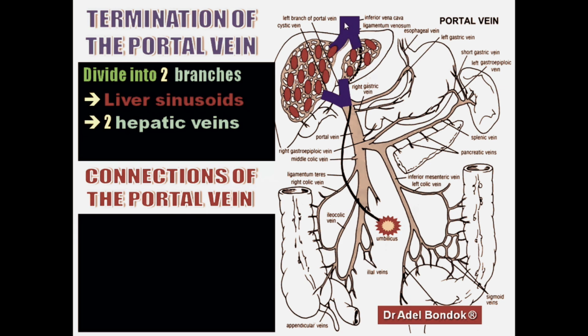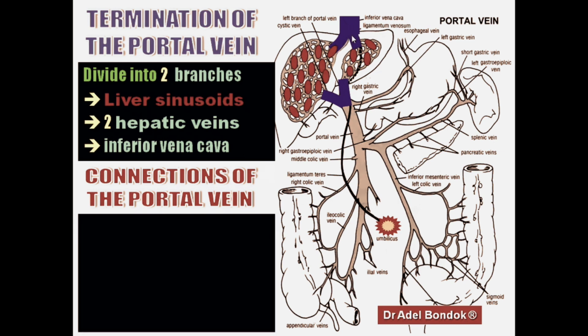So actually, the liver sinusoids are the landmark between portal circulation and the systemic circulation. So again, the two hepatic veins terminate in the inferior vena cava. The portal vein at the porta hepatis divides into a left branch and a right branch. Each branch divides into branches which terminate in liver sinusoids. From the liver sinusoids, two hepatic veins arise. These two hepatic veins terminate in the inferior vena cava.